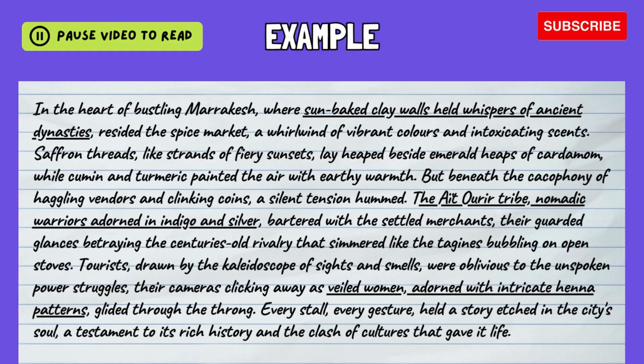The mention of veiled women, henna patterns, and the 8 Orir tribes' indigo and silver attire adds cultural texture. There is also a hint at the city's rich history, with the mention of sun-baked clay walls and whispers of ancient dynasties. By weaving elements of local customs, history, and sensory details together, the setting becomes more than just a backdrop. It becomes a living, breathing character that shapes the story and the characters within it.